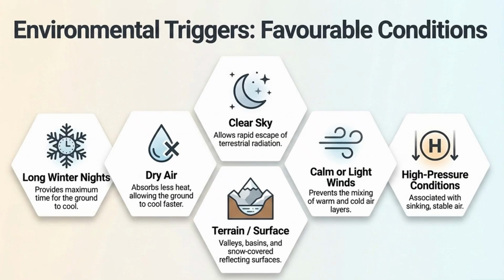Finally, terrain or surface feature. Valleys and basins are especially favorable for temperature inversion. Cold air is heavier than warm air, so it flows downhill and collects in low-lying areas like valleys. Snow-covered land also cools quickly, increasing the chances of inversion. A simple real-life example is Kashmir or Himachal Pradesh during winter. On a clear calm night, cold air settles in the valleys while warmer air stays above. This often leads to fog and temperature inversion.